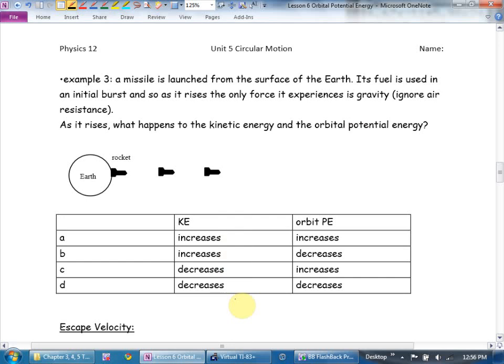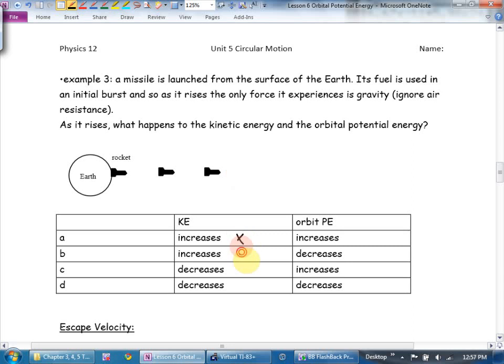In fact, eventually it's going to reach its maximum height, its perihelion. I can't remember what the fancy word is. There's a fancy trajectory word for it. It's going to reach its maximum height. But until then, it's slowing down. Until then, it's decreasing its kinetic energy.